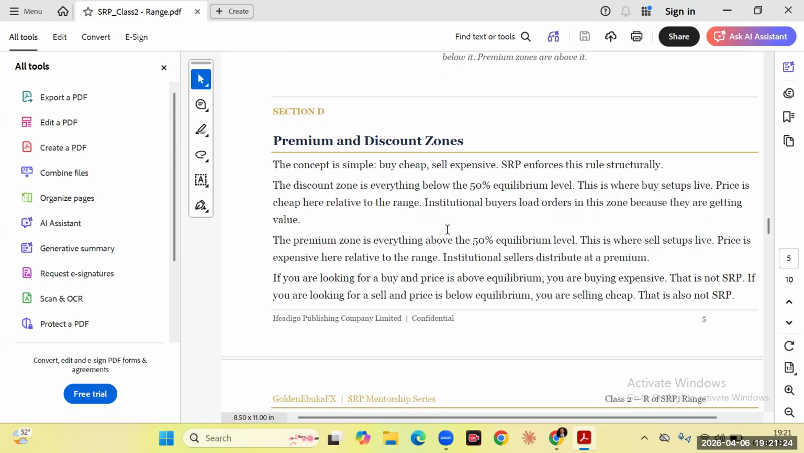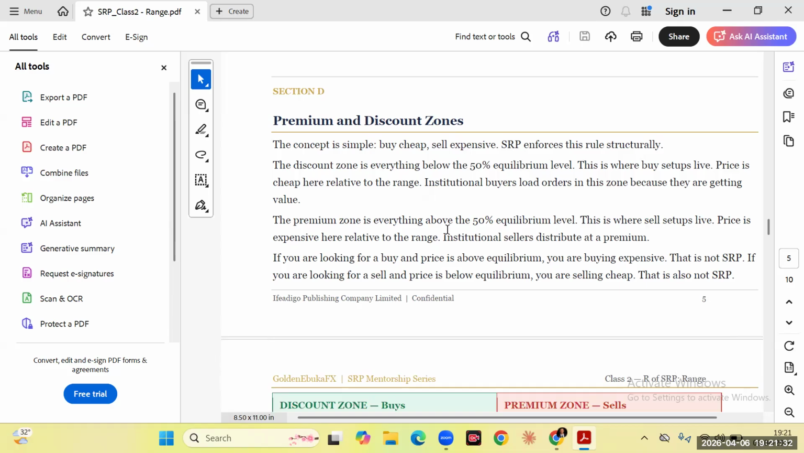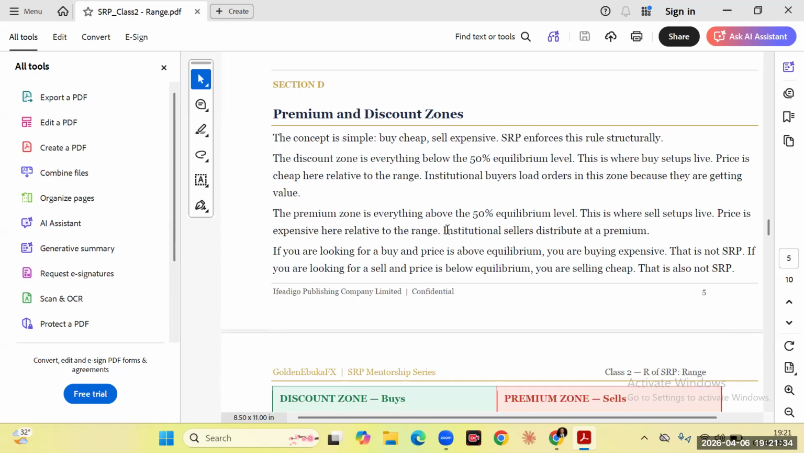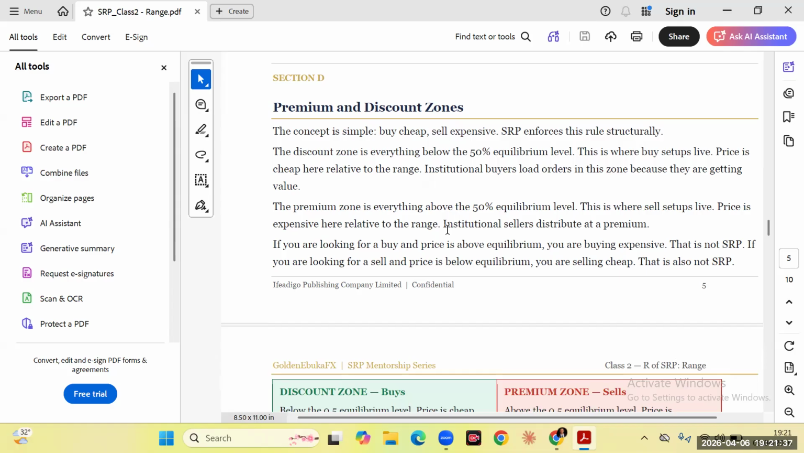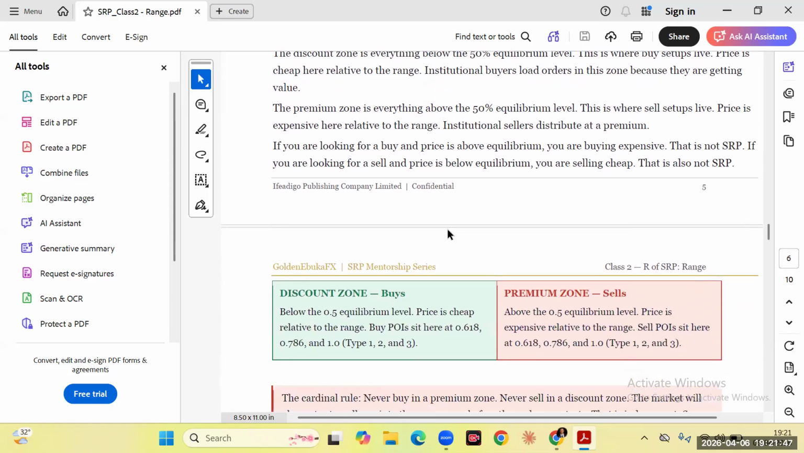Then premium zone is everything above 50%, the equilibrium level. This is where sell setups live. Price is expensive here. Institutional sellers distribute at premium zone. If you are looking for a buy and price is above equilibrium, you are buying expensive. That is not SRP. If you are looking for a sell and price is below equilibrium, so you don't buy at premium zone and you don't sell at discount zone.